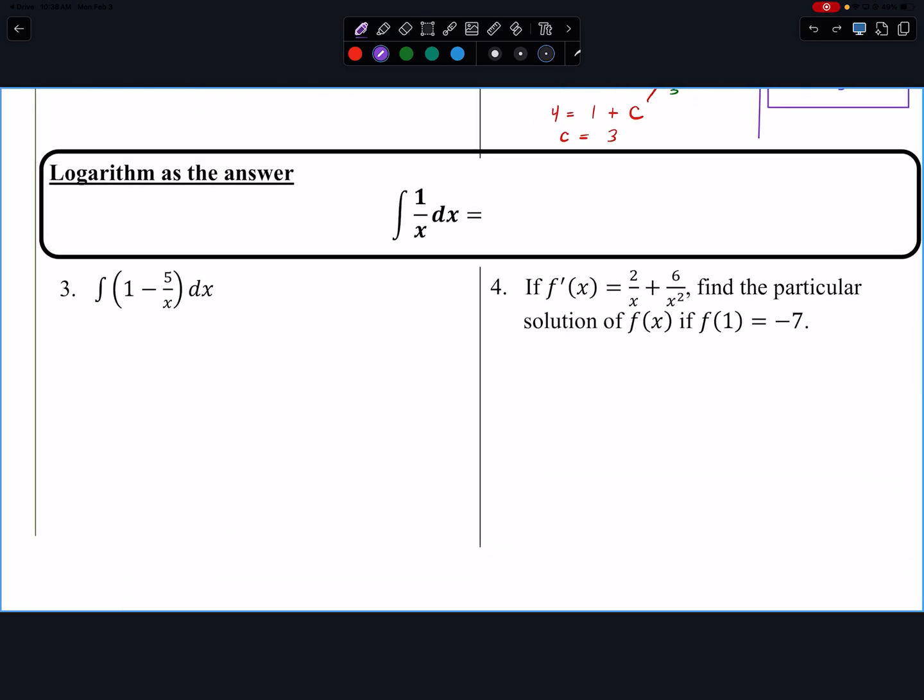So this is something that we talked about on Friday. Do you guys remember what this was? ln of x, good. The integral of 1 over x is the natural log of x. But there's one thing that's important when we write our answer. Whenever you're taking a log, remember you want the argument to be positive. So when you do the antiderivative, it's the ln of the absolute value of x plus c.